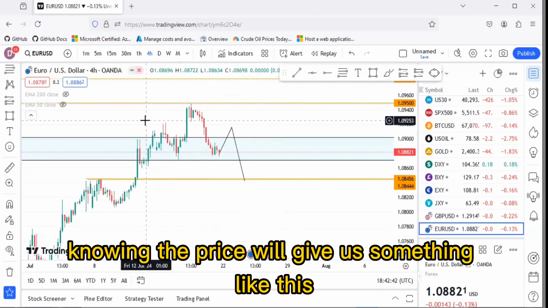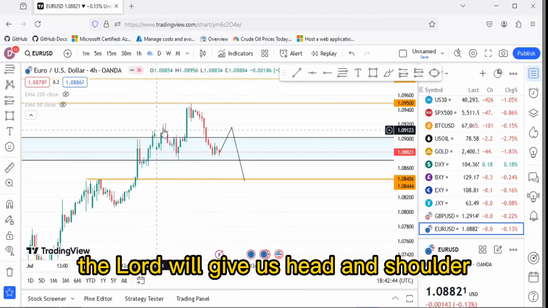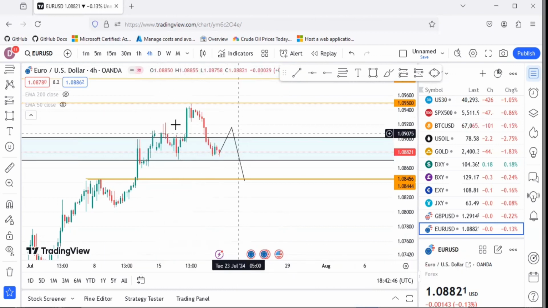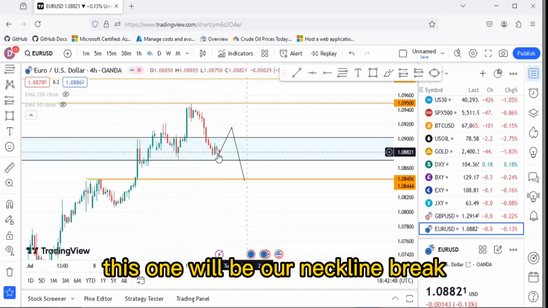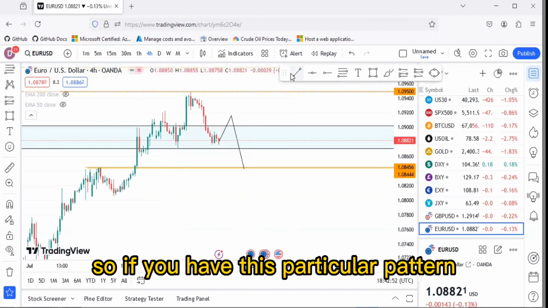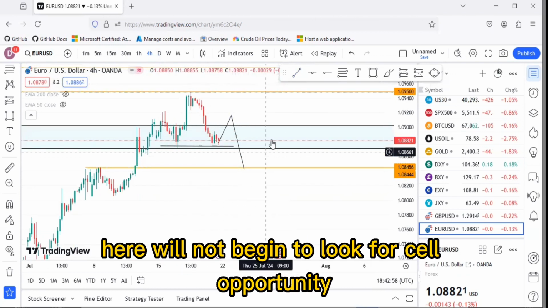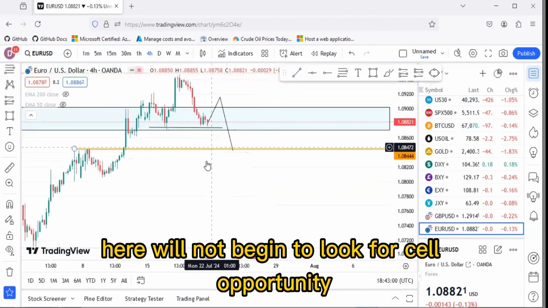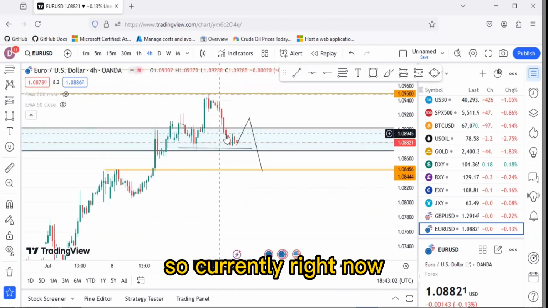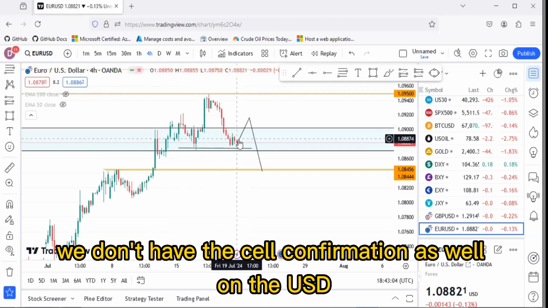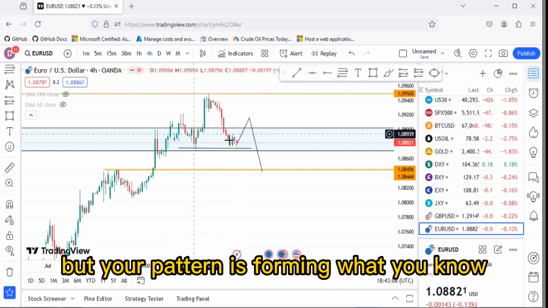If the price gives us something like this, it will give us a head and shoulders at this particular point, and this one will be our neckline break. So if we have this particular pattern, then we can call this a reversal pattern. Then from here, we'll begin to look for sell opportunities. So currently, we don't have a sell confirmation on Euro USD, but a pattern is forming that we can work with.